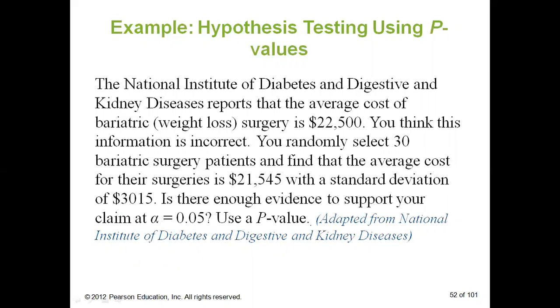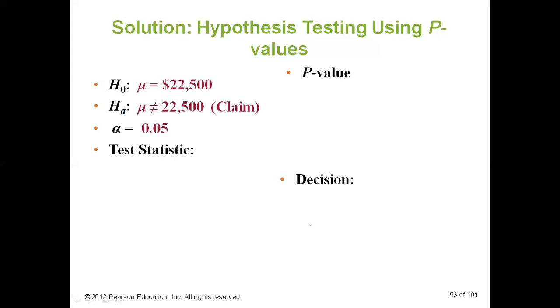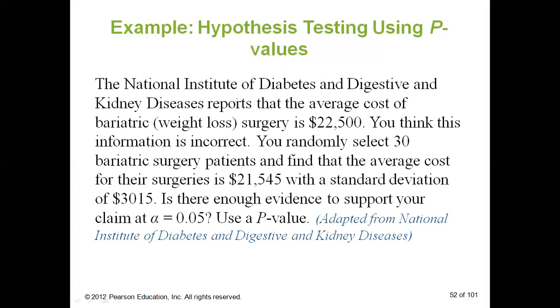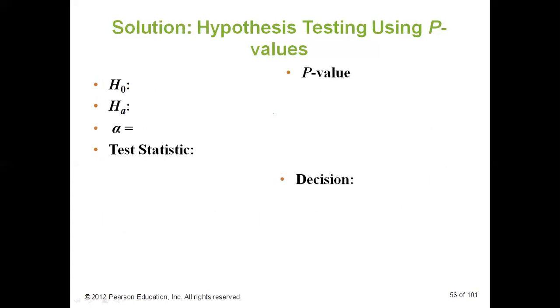Use the p-value approach. So again, what is the claim? The National Institute reports that the average cost of bariatric surgery is mu equal to $22,500. So this is an equality statement, and we will represent it in the null hypothesis. Since this is equality, the alternative will be the complement of this statement, which is mu not equal to 22,500.